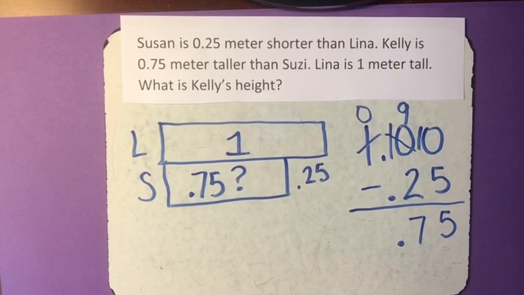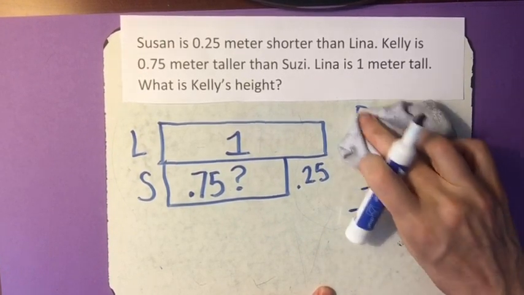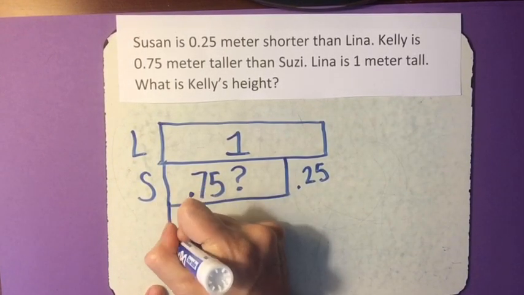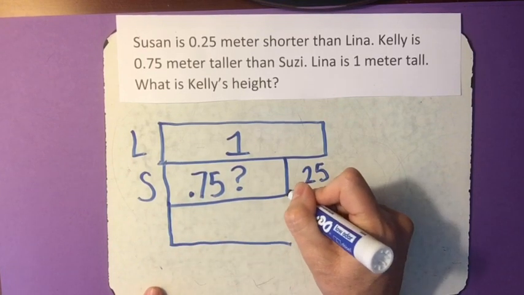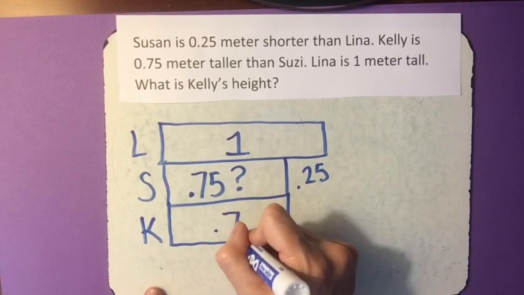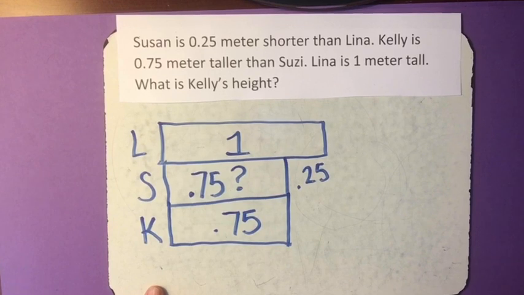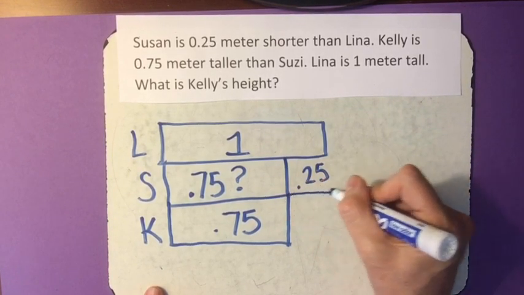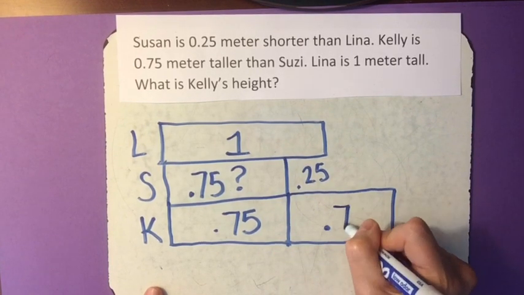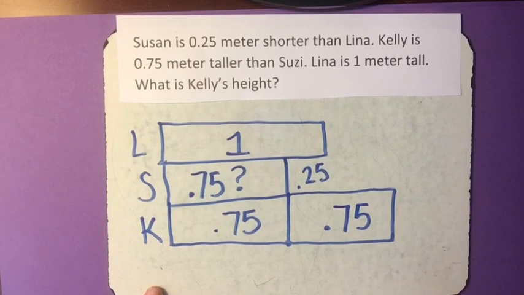Okay, now Kelly is 75 hundredths meter taller than Susie. So what I'm going to do is erase this part, and I'm going to say, okay, here's Kelly, and I know this much is 75 hundredths, and then I know that Kelly is 75 hundredths more than that. So she's double the size, isn't she? Okay. What is Kelly's height?